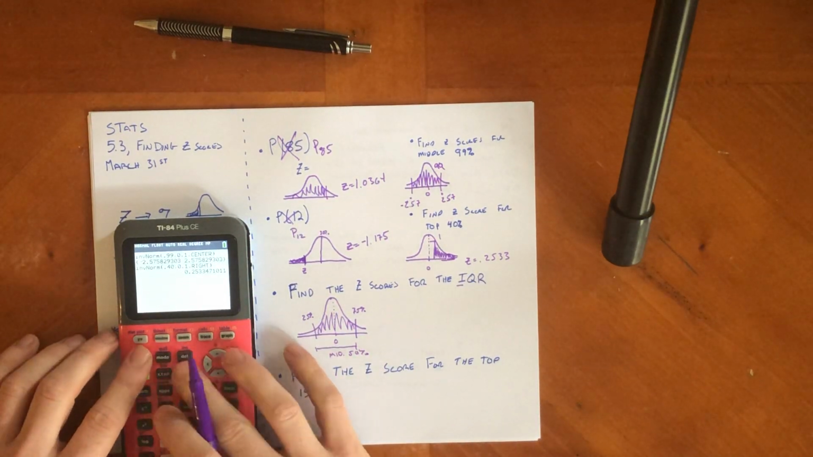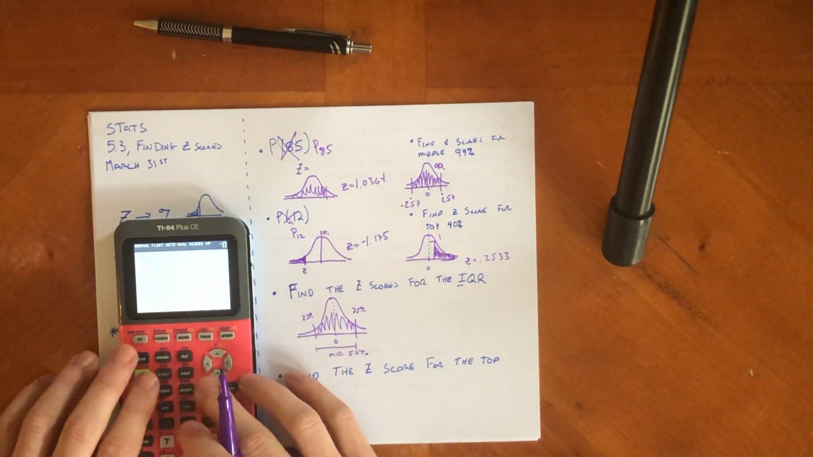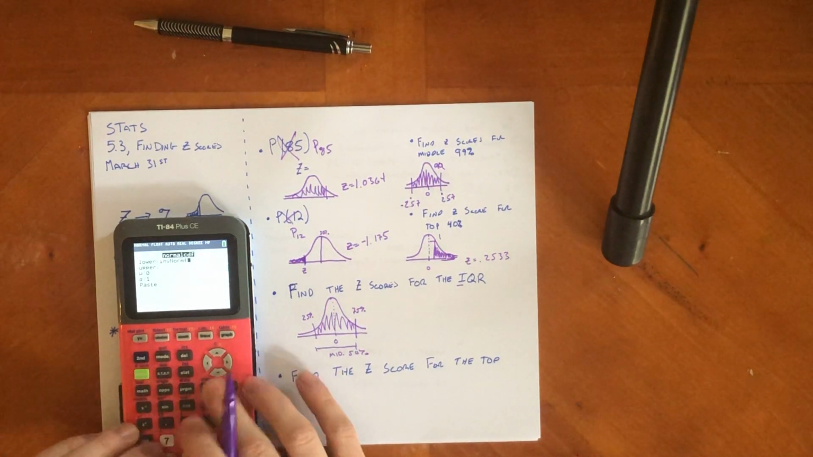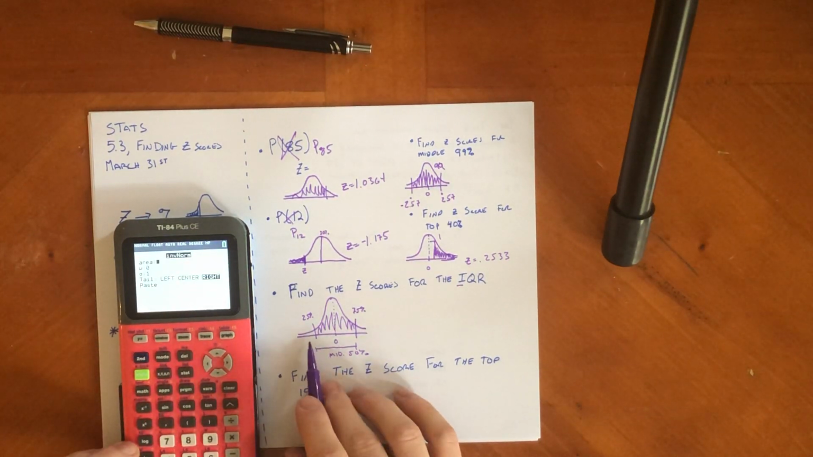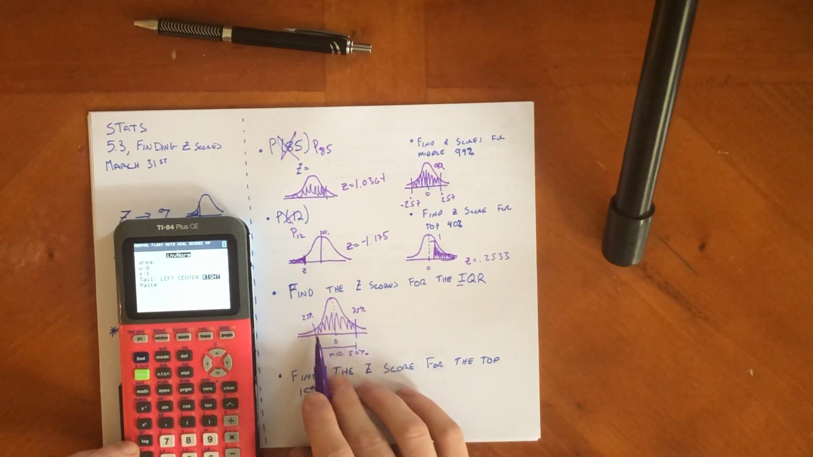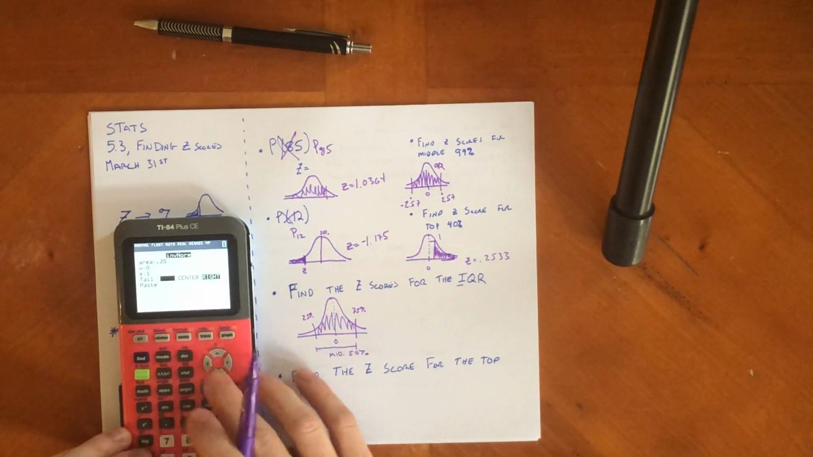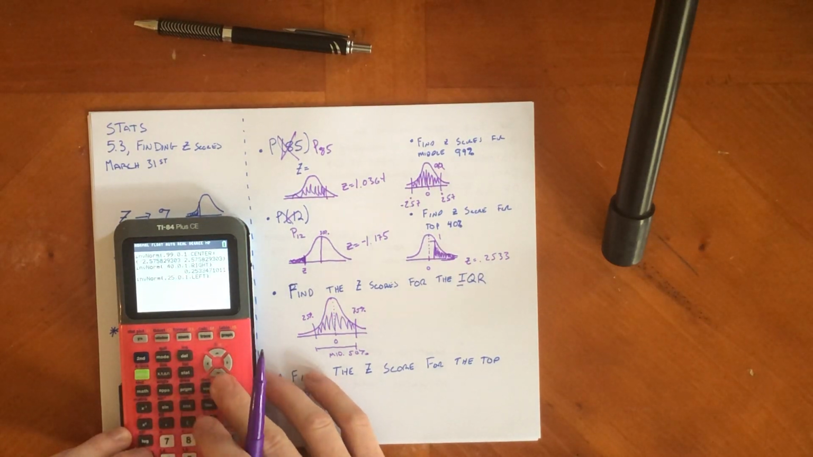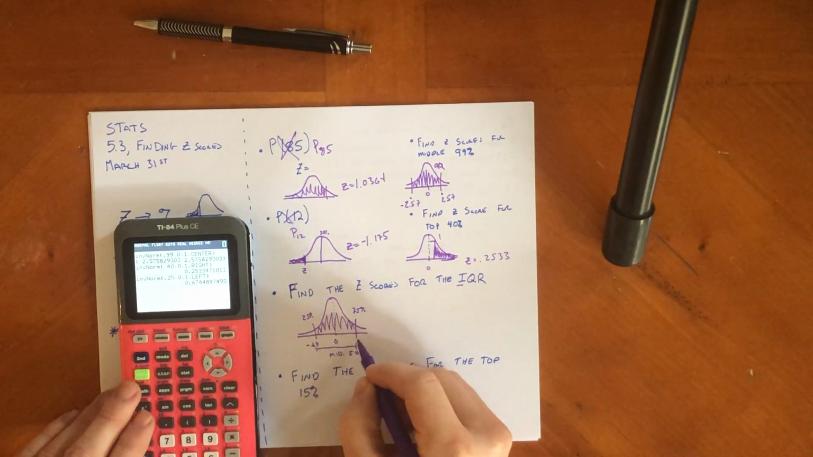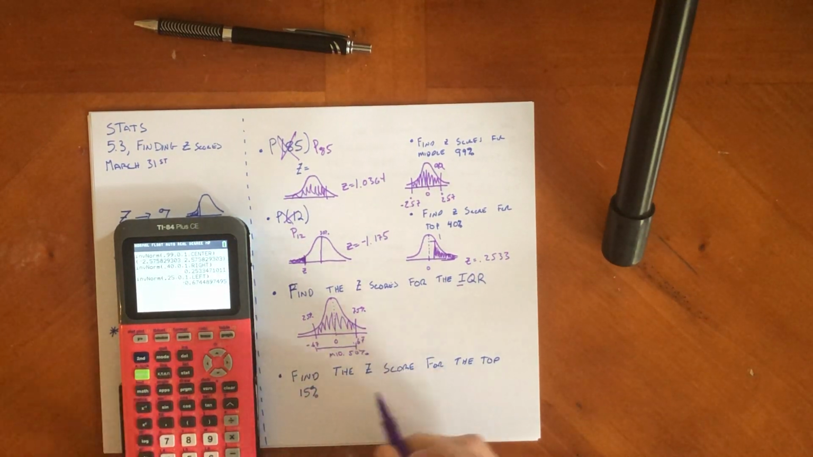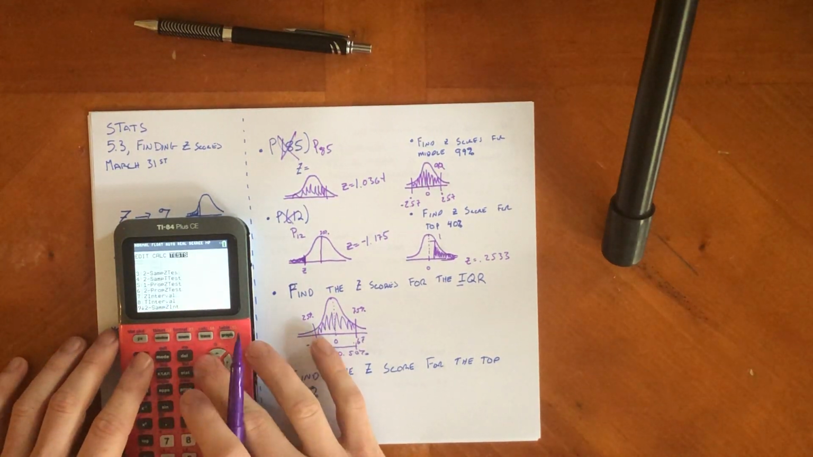Okay. So I can do this a couple different ways. I could do invert norm, and I could do the 25th percent and know that the 75th percent is going to be the same thing, but it's going to be the positive version. So if I go to 0.25, I make my tail to the left, enter. So I know this needs to be negative 0.67, which means this is positive 0.67 because it's going to be symmetric around 0.